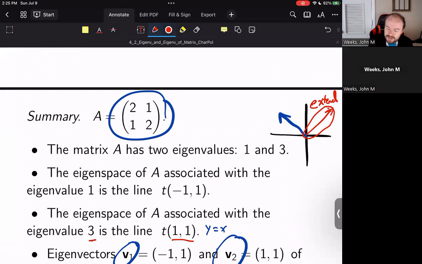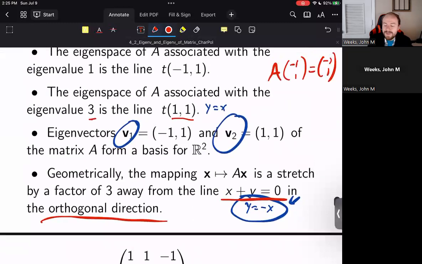Now, if we started with the vector negative 1, 1, for example, well, that one has an eigenvalue of 1. There's nothing to describe. Anything on this line is going to stay exactly the same, because for that particular value, A of negative 1, 1 is just 1 times negative 1, 1. It stays the exact same.